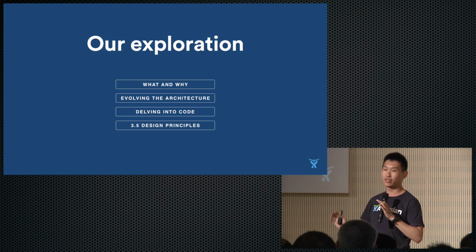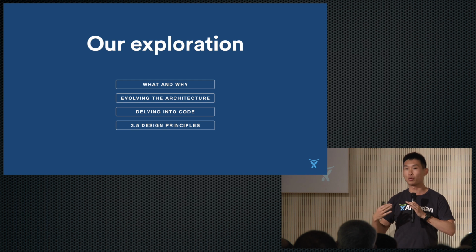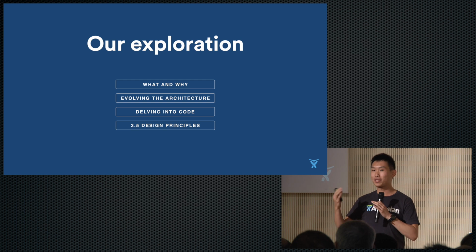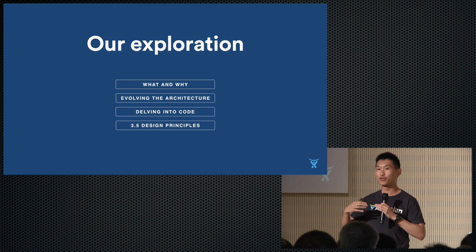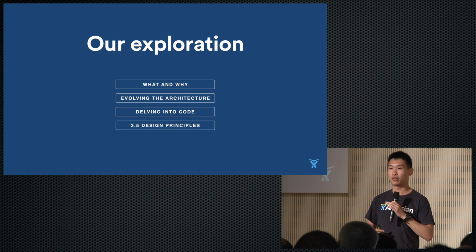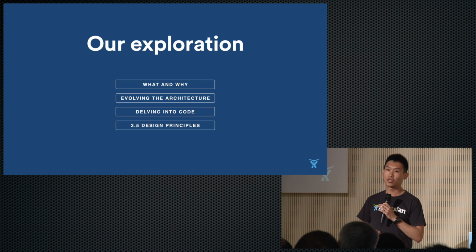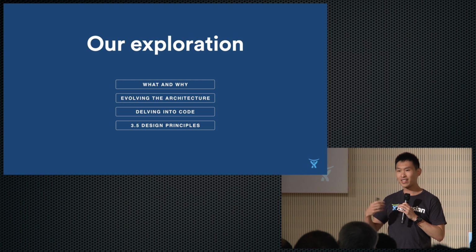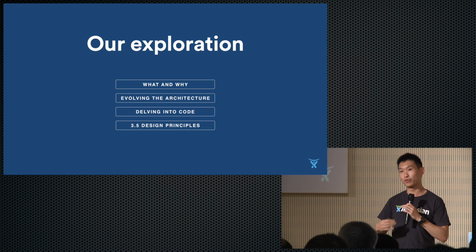Alrighty, so today's talk I've broken up into 4 parts. First, I'll talk about the what and the why, or really it's how to sell this to your boss, right? And then we're talking about the architecture, so how we evolved from event sourcing into full-blown CQRS. We'll then dig into some code, so we'll walk through some of the event sourcing library that we've written up. And then we'll get into some of the design principles that we've learned along the way.